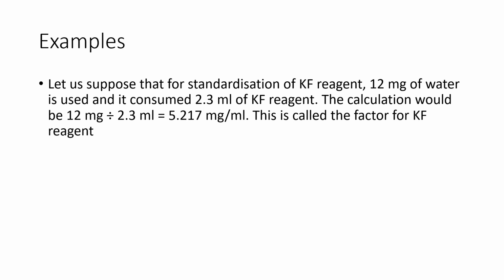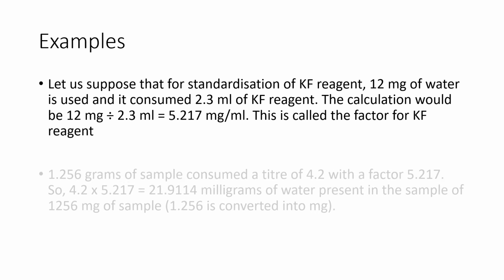Let us see a couple of examples. Let us suppose that for standardization of Karl Fischer, 12 mg of water is used and it consumed 2.3 ml of Karl Fischer reagent. So the calculation is very simple. The calculation would be 12 milligrams divided by 2.3 ml. That will be 5.217 mg of water per ml of Karl Fischer. This is called the factor for KF reagent.